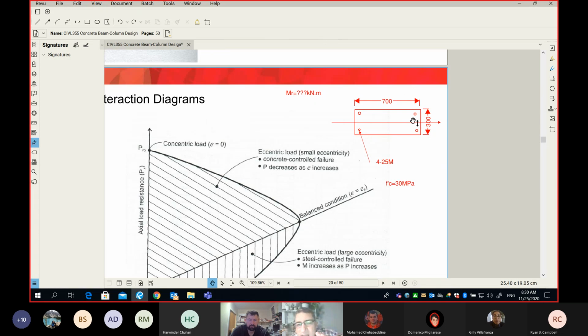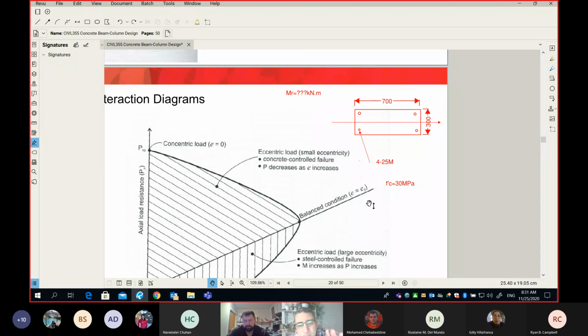And if I give you a member, which is 300 wide by 700 deep, and I give you the reinforcement and the f'c, and I go back in time like 2 months ago, would you be able to find the MR? Like how much moment this beam can handle? Yes, I think so. You can do that. This is nothing more than a beam. Just that I give you the reinforcement, you can do that.